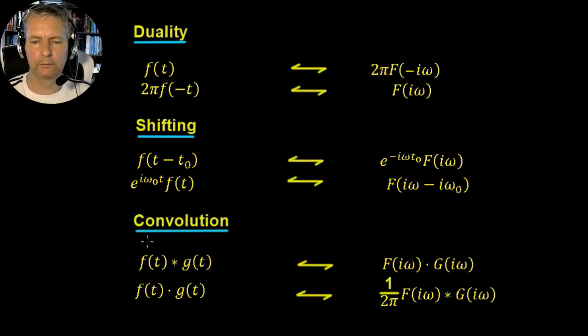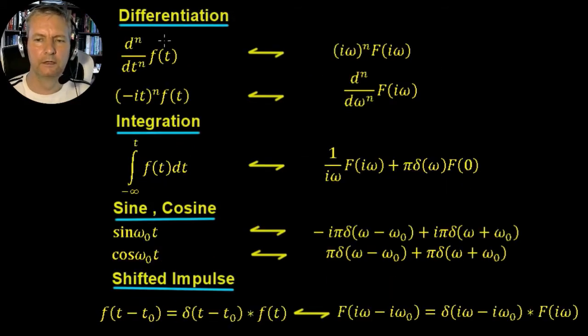We then looked at convolution. So convolution in the time domain was equivalent to multiplication in the frequency domain, and also multiplication in the time domain was equivalent to convolution in the frequency domain, and it was changed by a factor of 1 upon 2 pi in this case. We've also seen differentiation in the time domain is equivalent to multiplication by a factor of omega in the frequency domain.